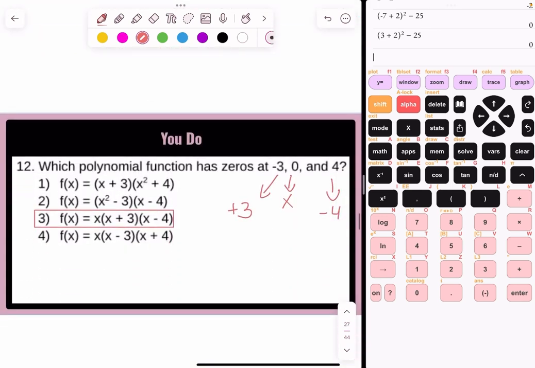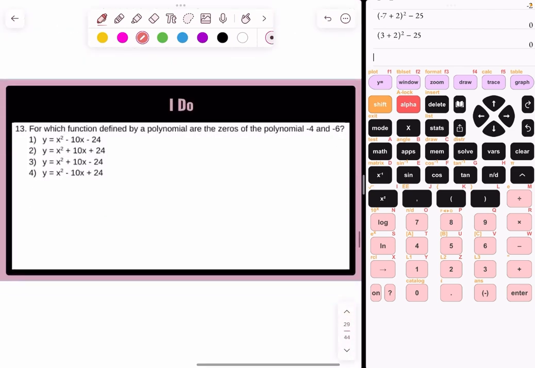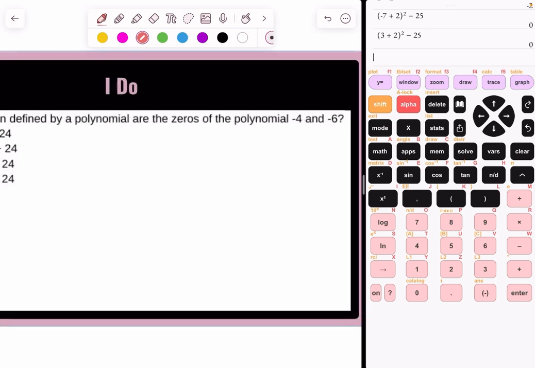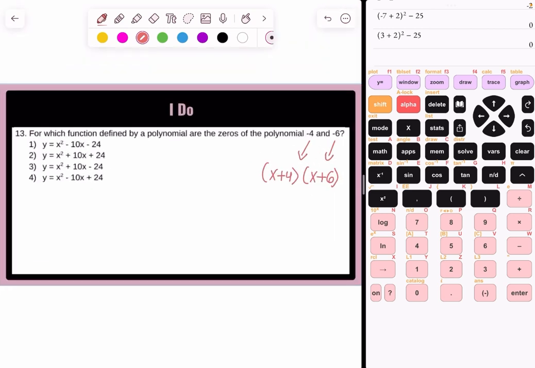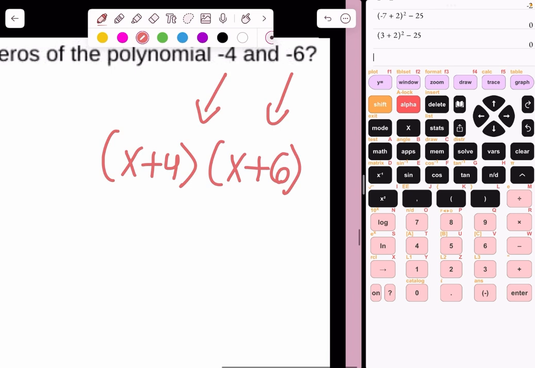Okay. All right, let's look at number 13. For which function defined by a polynomial are the zeros -4 and 6? All right. So I know inside parentheses I'm going to need a +4. And then I know inside parentheses I'm going to need a -6. If I look at my answer choices, I do not see that answer choice there. So I'm going to do some multiplying.